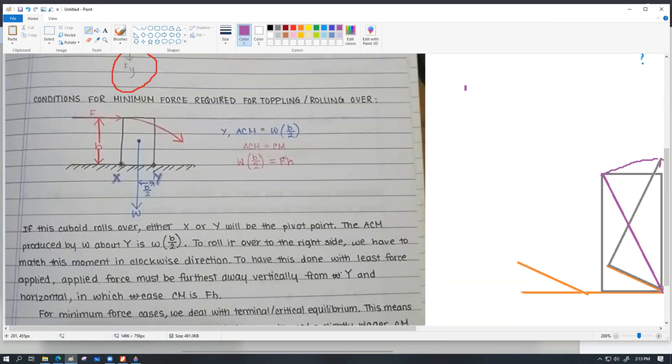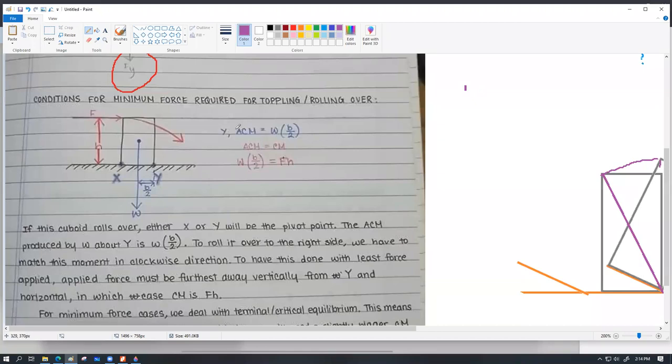Now think about it. Why B by 2? What could this B by 2 mean? I mean, why divide by 2? Exactly, base by 2. If I consider the entire xy line as my baseline, then this much distance, the perpendicular distance, would be half of that baseline, because I just told you a bit earlier that we are considering this object as a uniform object. So this should be B by 2. So about this point, the moment produced by this W force is W into B by 2, an anti-clockwise moment.